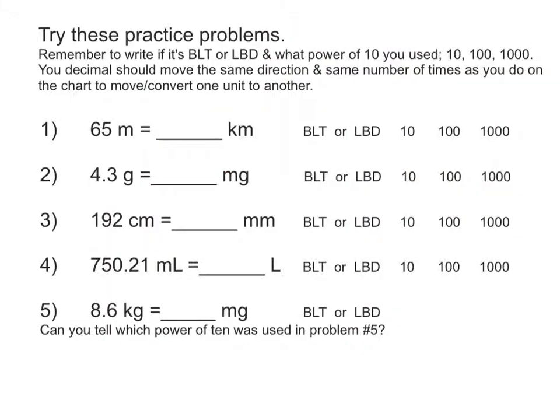Now try these practice problems. Remember, if you're moving from a big unit to a little unit, you're going to times it and use multiplication. If you're moving from a little unit to a big unit, you're going to use division. Write down what power of 10 you used in each problem. If you move the decimal 1 time, it's 10. If you move the decimal 2 times, 10 times 10 would be 100. And if you move the decimal 3 times, 10 times 10 times 10 would equal 1,000. Remember to write down the units at the end of each of your answers.